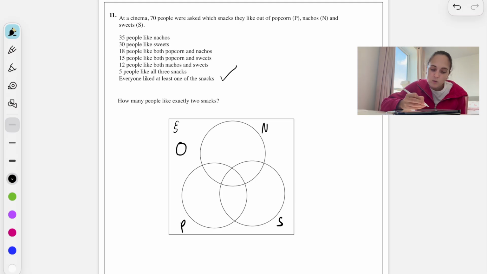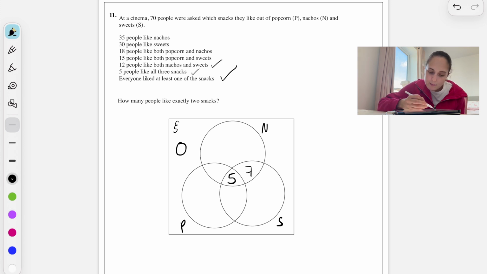It says 5 people liked all 3 snacks. So I'm going to put 5 right in the middle. It says 12 people like nachos and sweets. So nachos and sweets, that's going to be this one here. So that one needs to add up to 12. So I'm going to do 12, take away 5, that's 7. So that tells us that 7 go here.